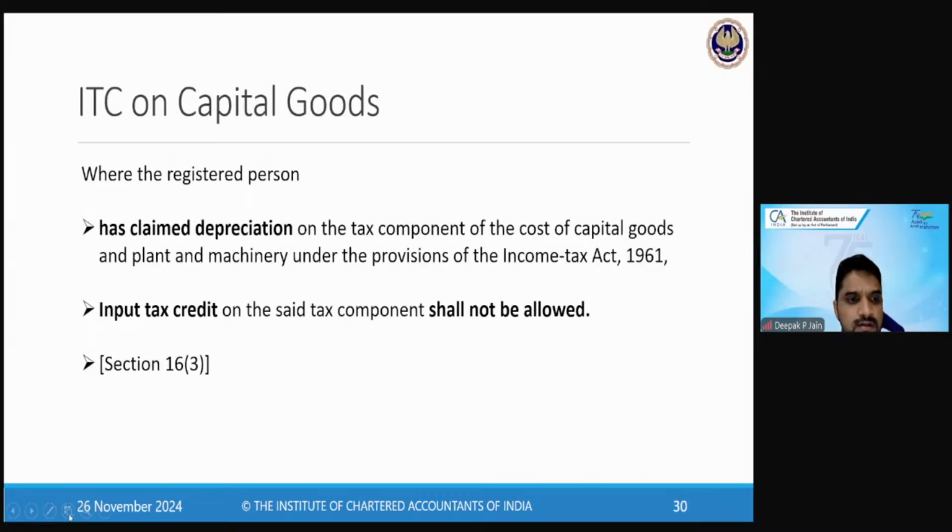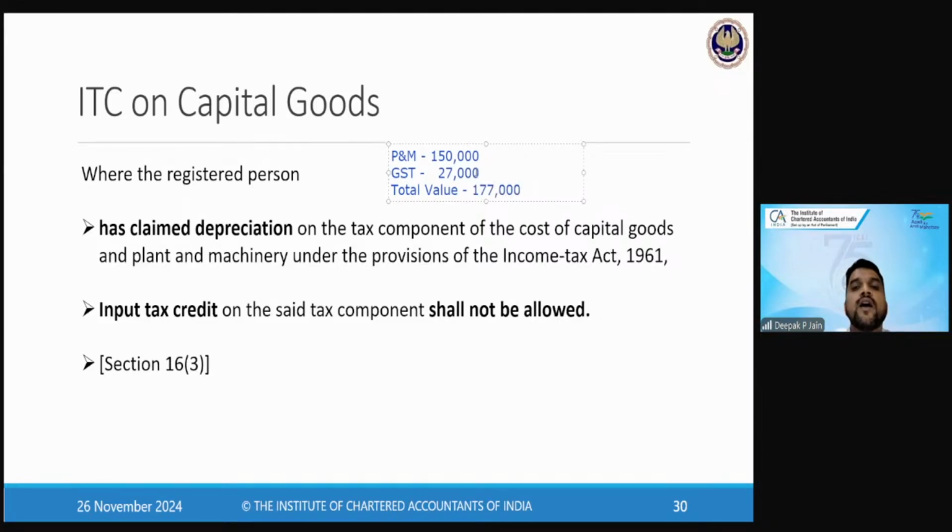So I'll give you an example. You have purchased an asset, which is plant and machinery for 1,50,000 rupees. On this, GST will be charged by the vendor. He's charged you 18% GST. How much is 18% on 150? 27,000. Okay. So your total value is 1,77,000.